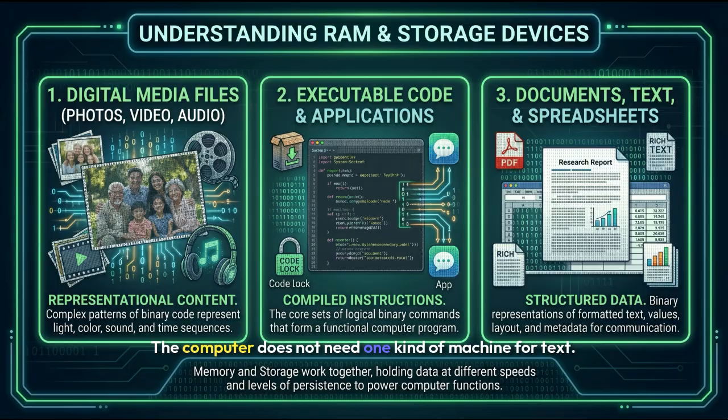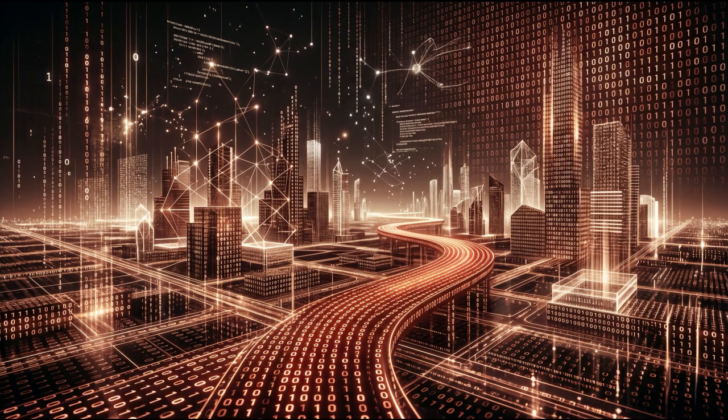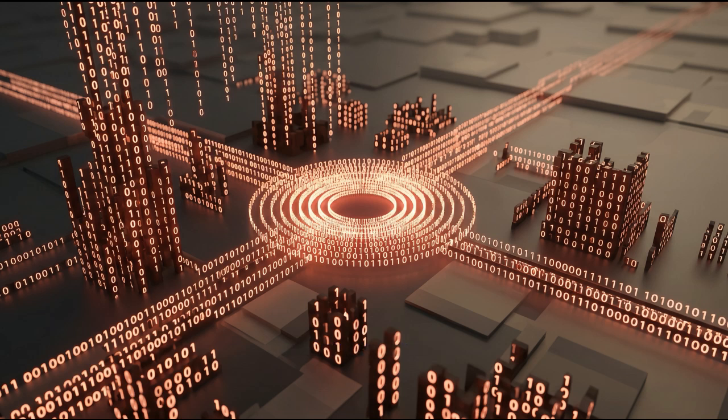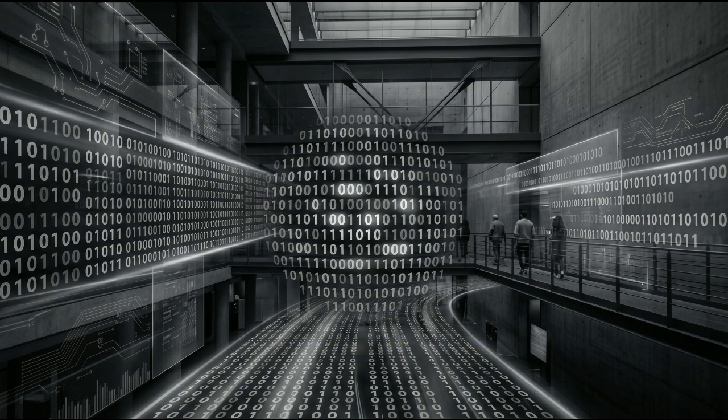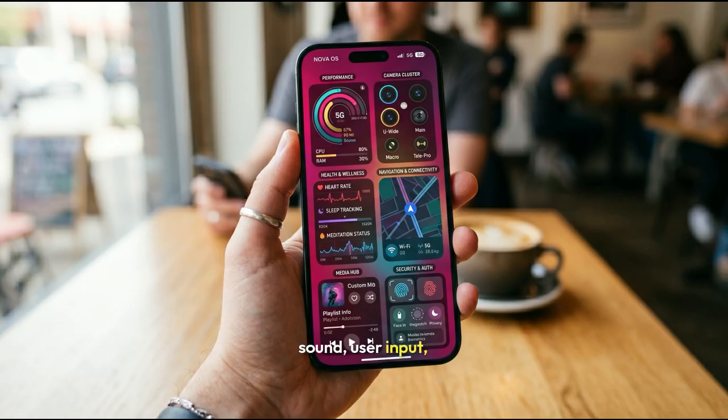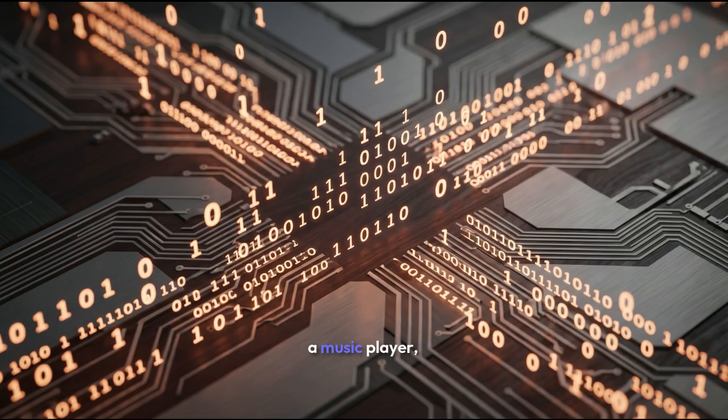The computer does not need one kind of machine for text, another for music, another for video, and another for math. It uses one fundamental language for all of them. That common language is binary. And because everything shares that foundation, computers can combine different forms of media seamlessly. A website can include text, images, animation, sound, user input, and live calculations all in one place because underneath it all, the machine processes the same basic kind of signal. That is why your phone can be a camera, a calculator, a map, a music player, a television, a notebook, and a communication device all at once. Binary makes digital universality possible.